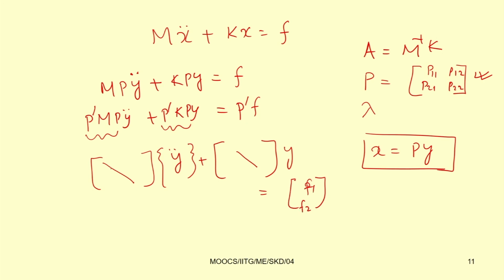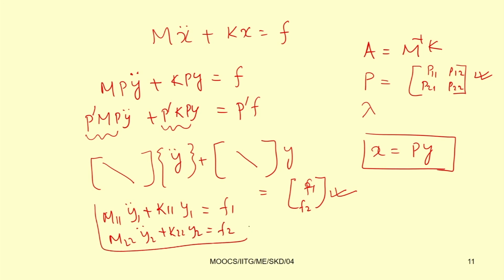So, now you just see independently you can write these 2 degrees of freedom system in the form of a single degree of freedom. So, then it will be, for example, m1 y1 double dot plus k11 y1 equal to f1. The second equation will be m22 y2 double dot plus k22 y2 equal to f2. So, this way you can write two equations of motion.